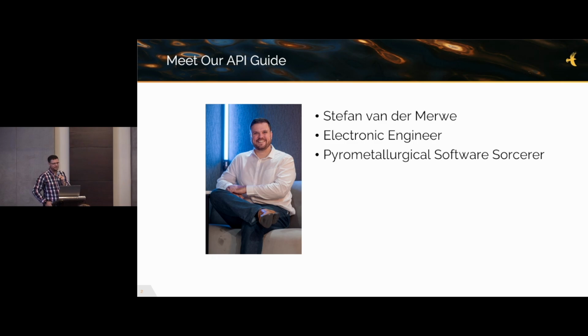Right, so who am I? My name is Stefan van der Merwe, and I'm an electronic engineer turned pyrometallurgical software sorcerer. My main task every day is to capture the incantations of our pyrometallurgical alchemists into spellbooks of code that we can share so that we can share our magic with the world. I also carry the responsibility of ensuring that our team has the correct set of tools to make the magic happen. Two of my personal favorite tools that I use regularly are Ansible and Typer, though today is not about that.